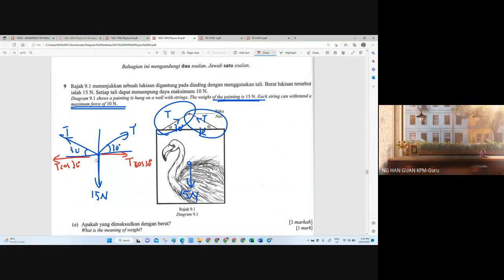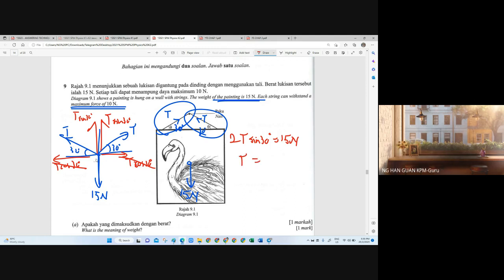So nothing to prove, we only prove that they are the same horizontally, in opposite directions, so they cancel out each other. All right, so the X component is done. Only the y component is left. For the y component, we have T sine 30, and another T sine 30. So we end up with 2T sine 30 degrees equal to 15 Newton.